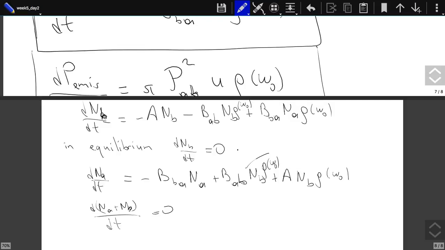Question? Doesn't rho omega 0 come up inside the B? Does the expression B have omega 0 inside it? It doesn't have rho omega 0 inside. It can depend on omega. We will see.